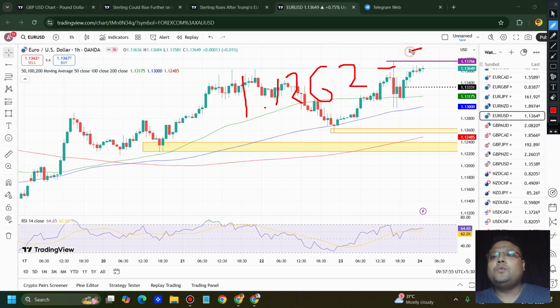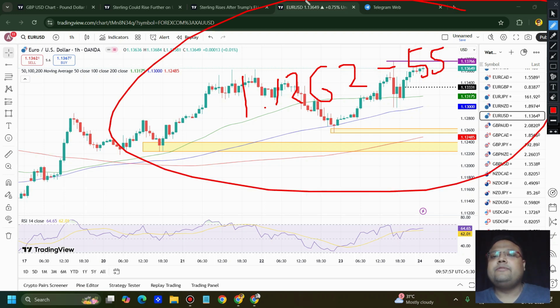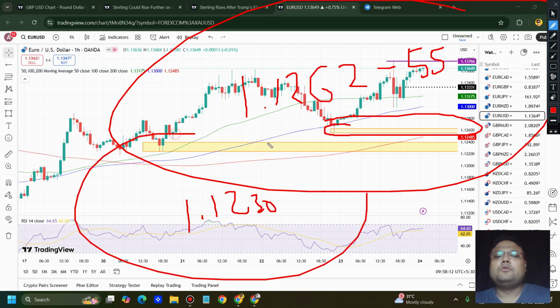1.1262 to 1.1255. This is the first level where we can look for a support if market comes down for deeper retracement because of previous support around this area, and we will also be having the 200 moving average. Okay, then we also have a support at 1.1230, but chances of market coming down to this level is very less.